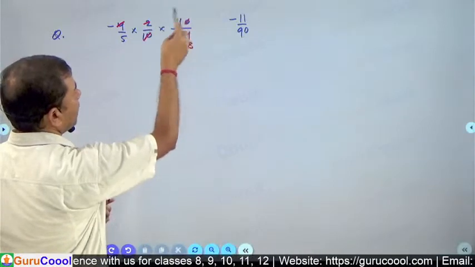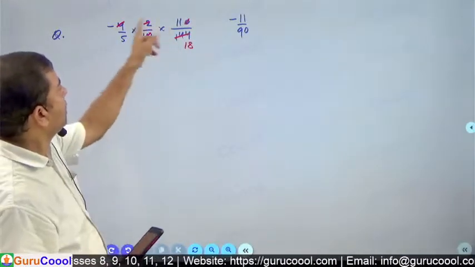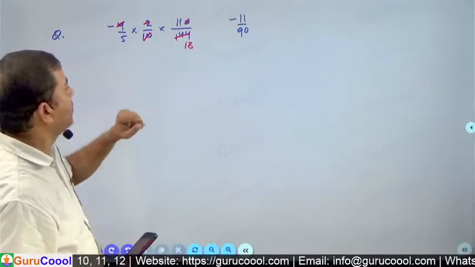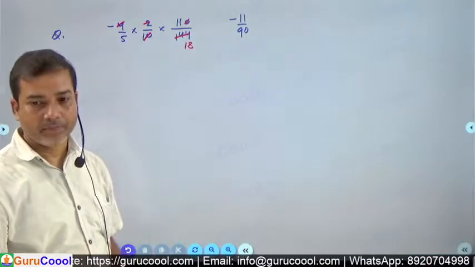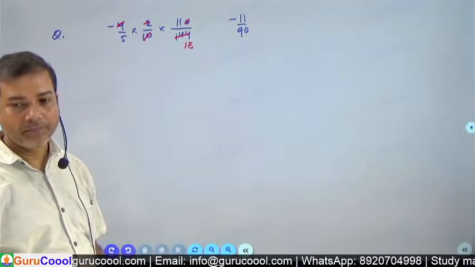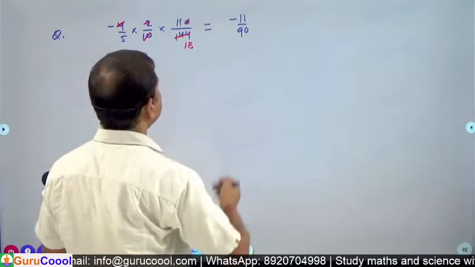0, 0 gone. 11 remaining. Now nothing is left to cancel. So minus and 11 remain in the numerator, and 18 5s are 90 comes in the denominator. Got it, David? Yes, sir. Done.